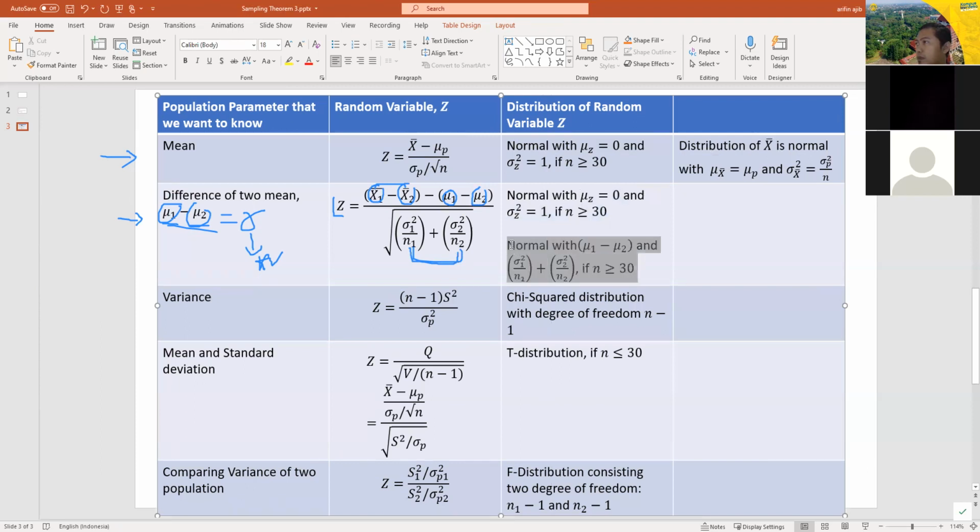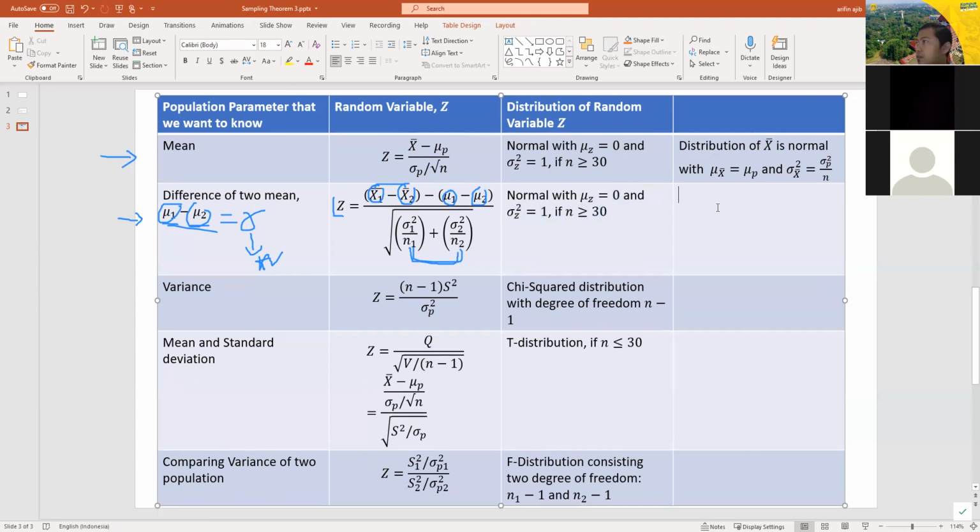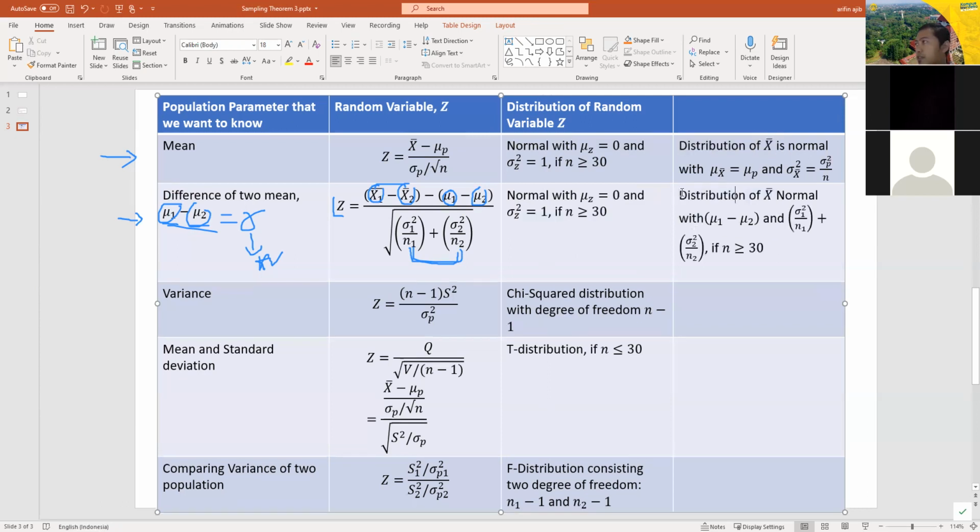But how about this one? Is this one for the distribution X? Distribution X is normal. Actually, not distribution X, but distribution X1 minus distribution Y, with Y equal to this one: X bar 1 minus X bar 2, something like that.